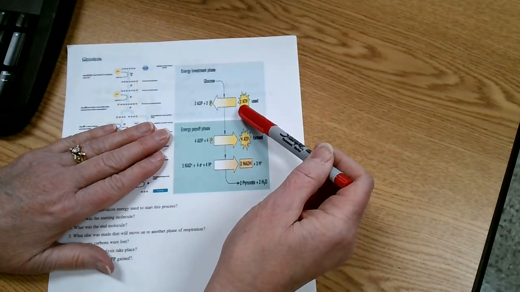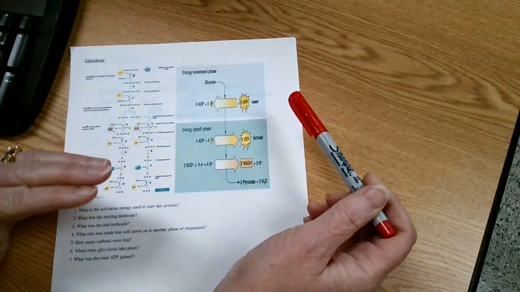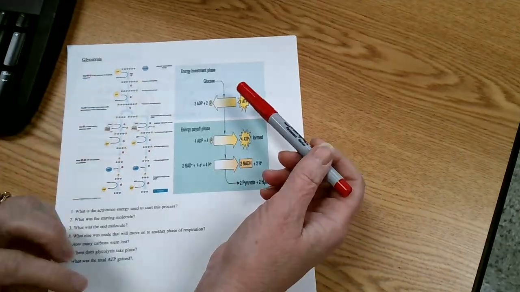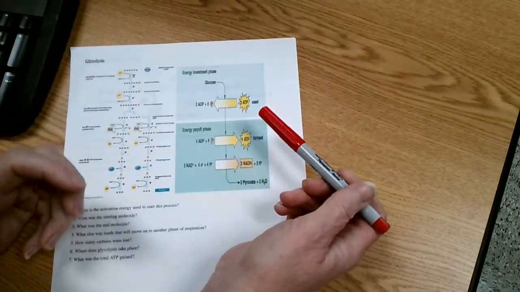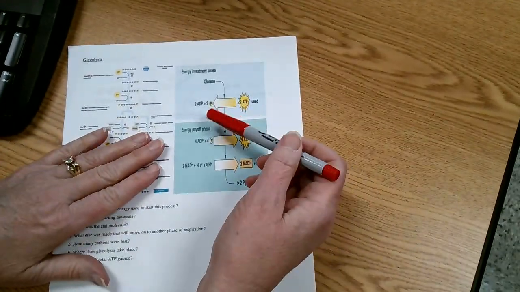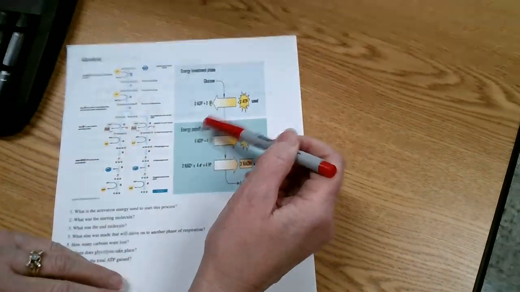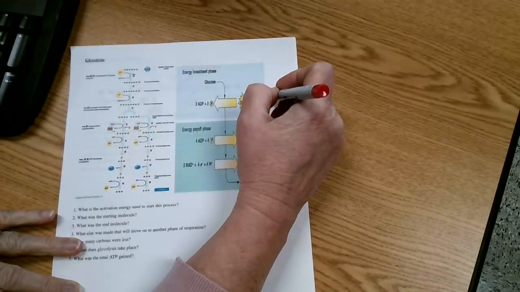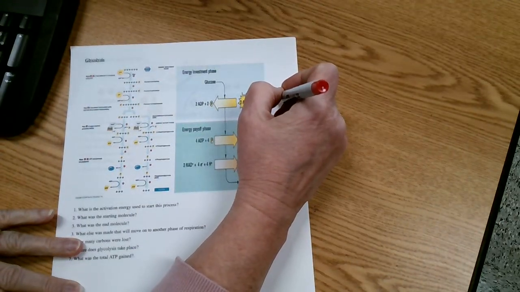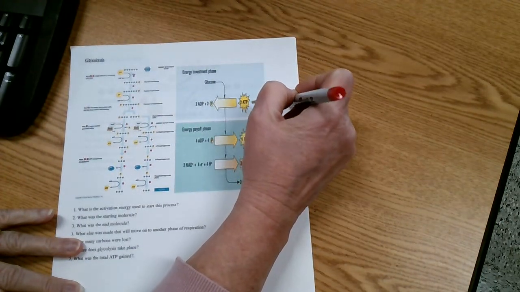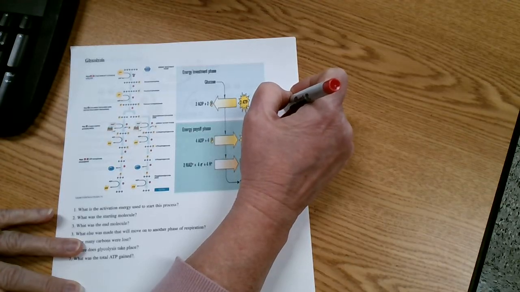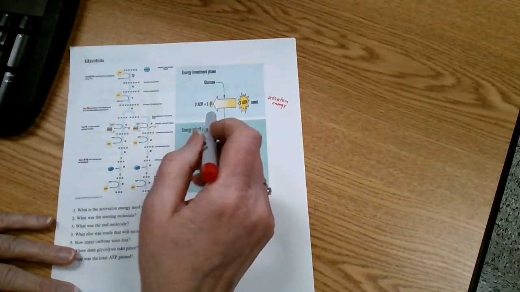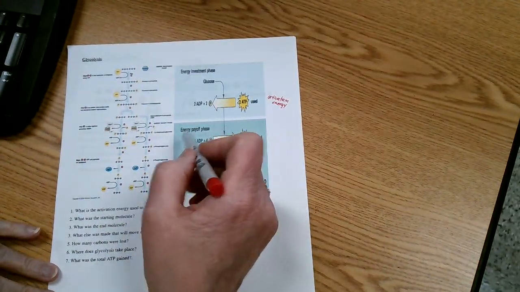In that phase, we're going to split that glucose into two compounds, okay? But that's part of the investment. We've got to do that to start breaking that glucose down, getting that energy out. Sometimes we call the energy that's used there activation energy. And that activation energy is going to start this whole process, okay? Then we go into the energy payoff.